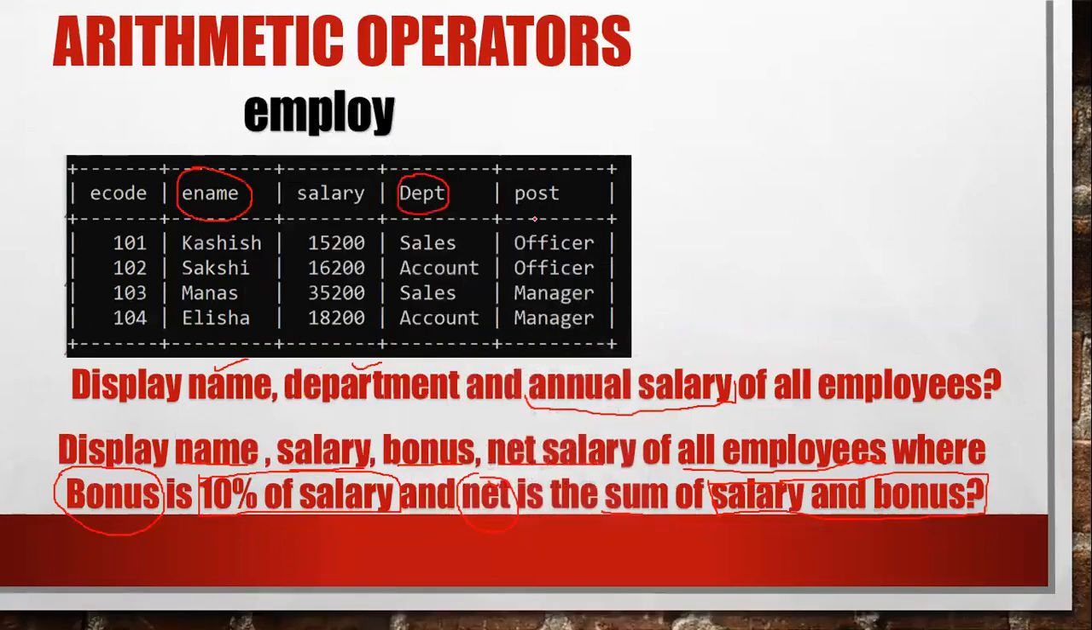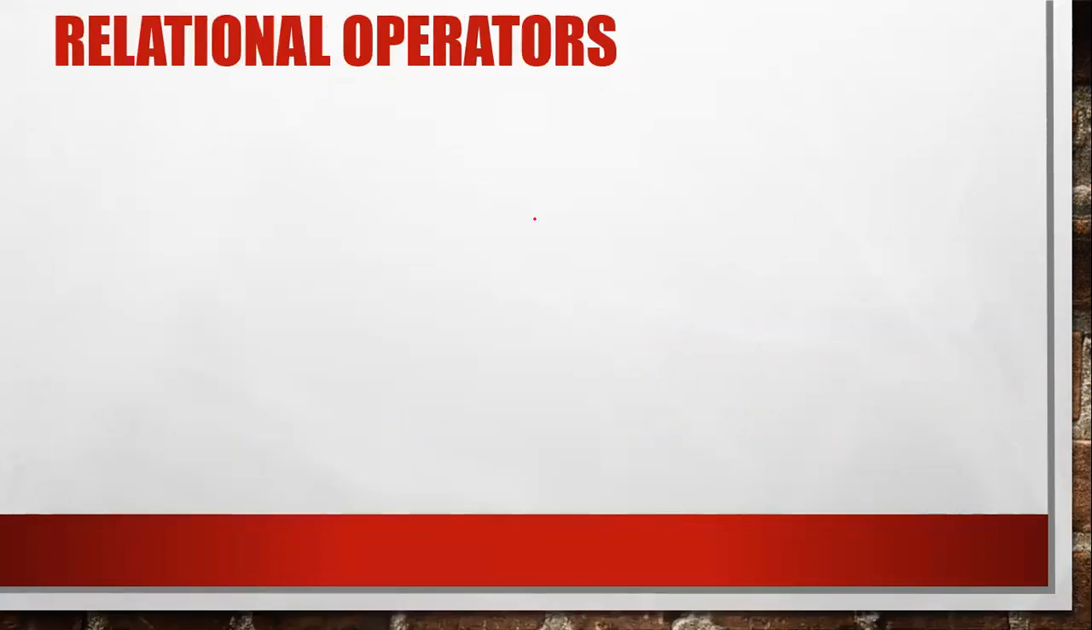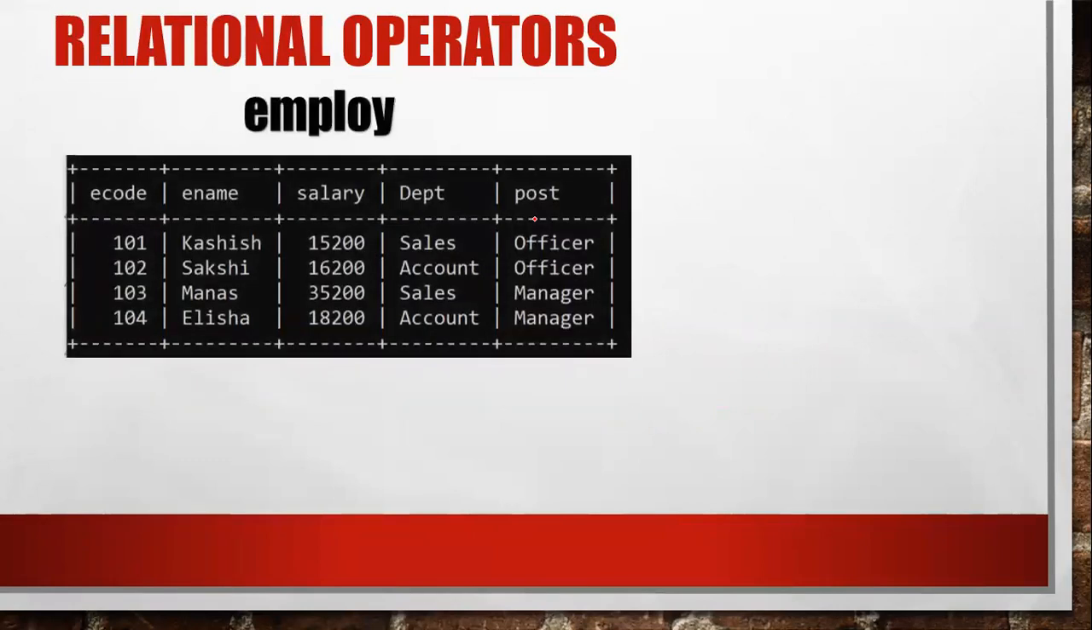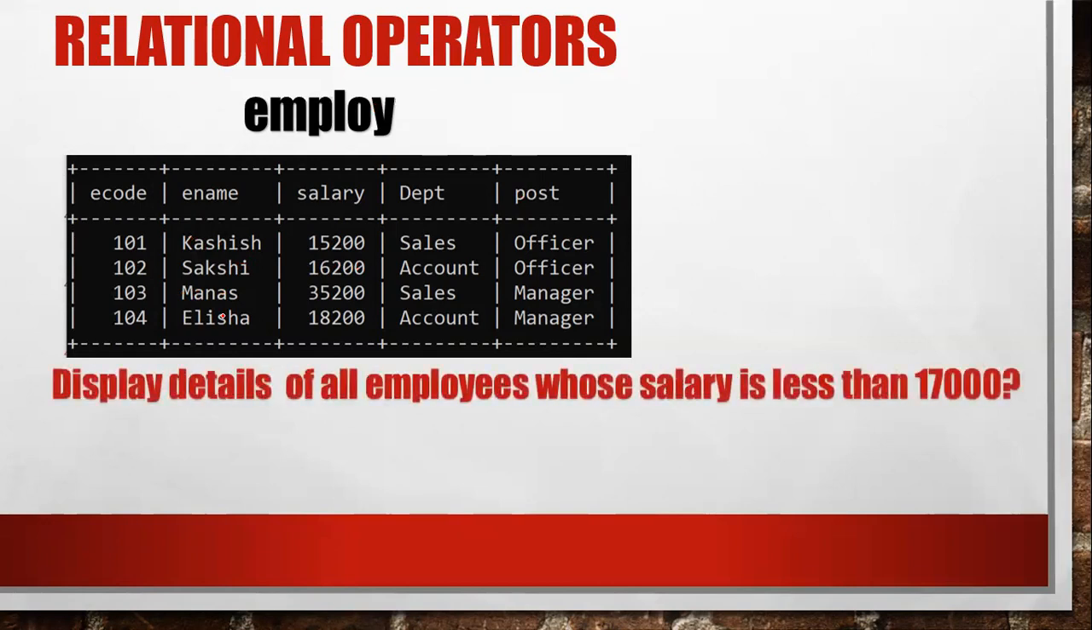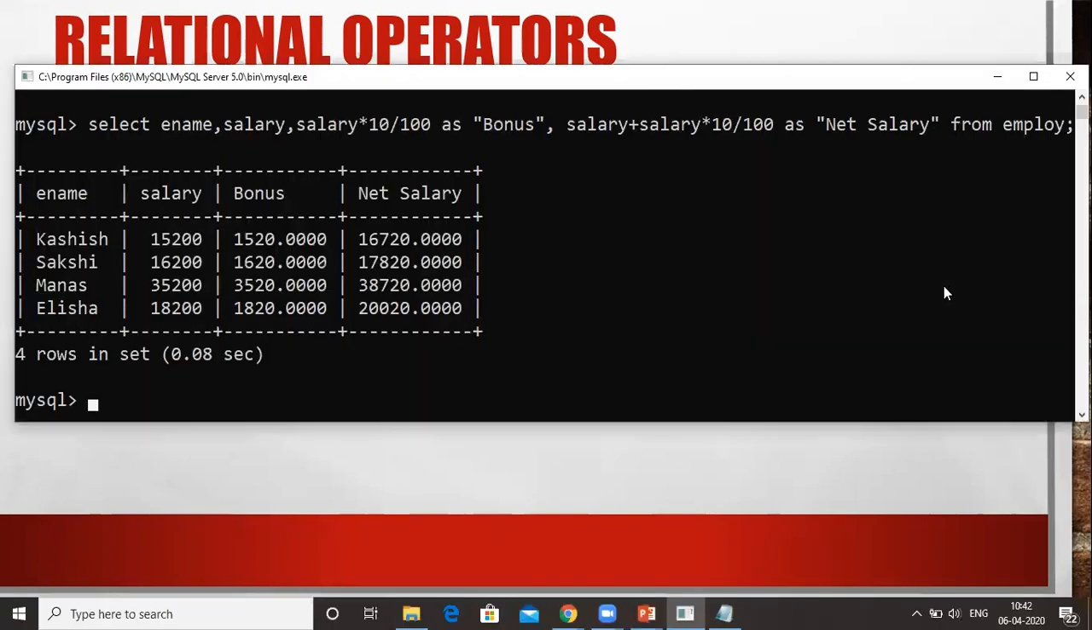So now let's move to the next category, that is relational operators. You know the relational operators are greater than, equal to, less than equal to and not equal to. We have already discussed these relational operators in the previous slides. So let's continue. Suppose this is a table employee which contains these 4 records. Now if I want to perform this query: display details of all employees whose salary is less than 17,000. Okay, we want to display the details of those employees whose salary is less than 17,000.